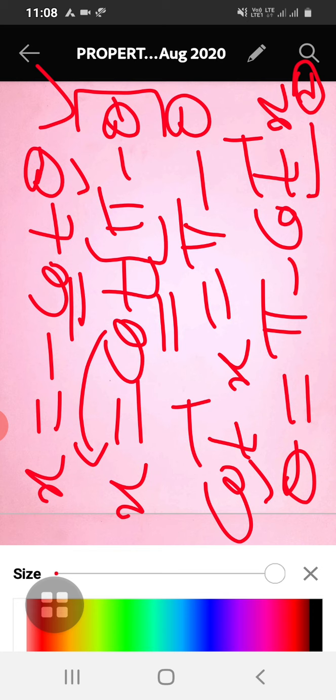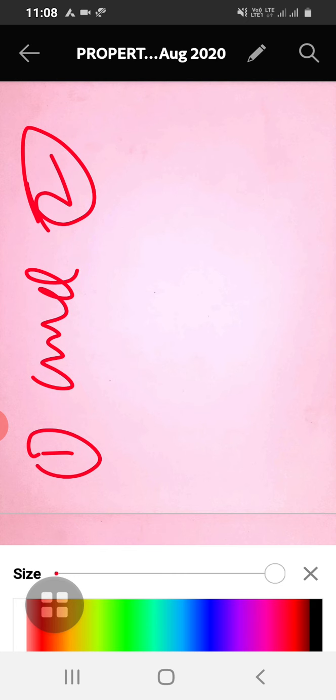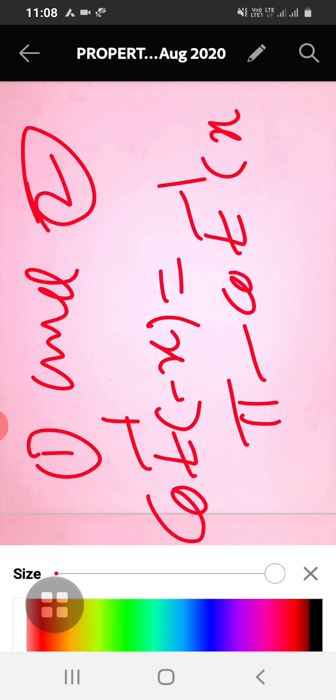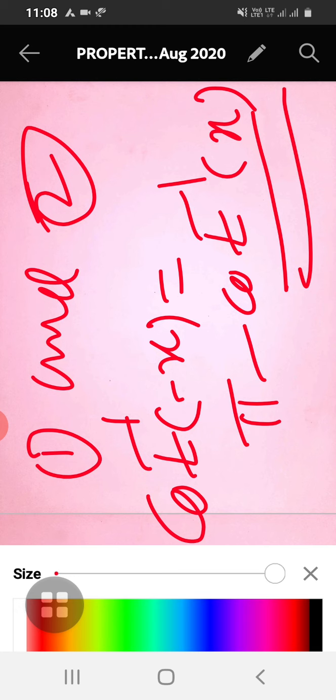Now you compare equations 1 and 2 on both sides. From comparing equations 1 and 2, what we get is the property: cot inverse of minus x is equal to pi minus cot inverse of x. So this is our fourth property. You have to practice it 2 or 3 times. These are very simple and easy properties.